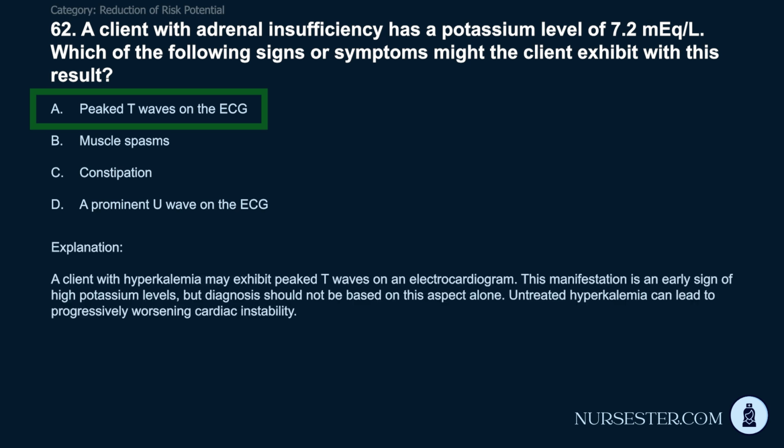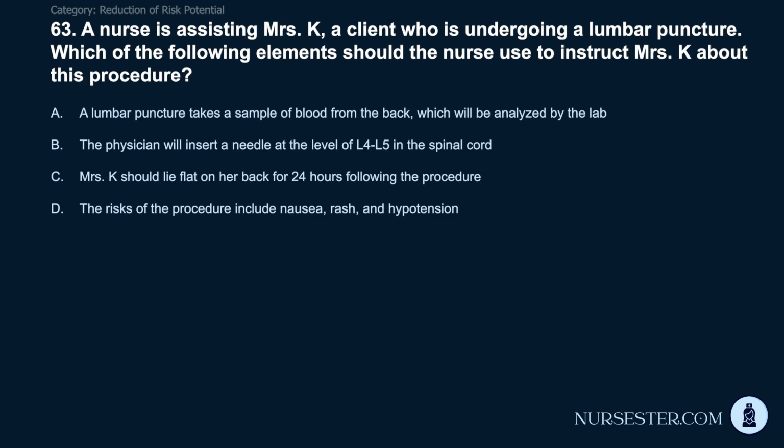A client with hyperkalemia may exhibit peaked T waves on an electrocardiogram. This manifestation is an early sign of high potassium levels, but diagnosis should not be based on this aspect alone. Untreated hyperkalemia can lead to progressively worsening cardiac instability.